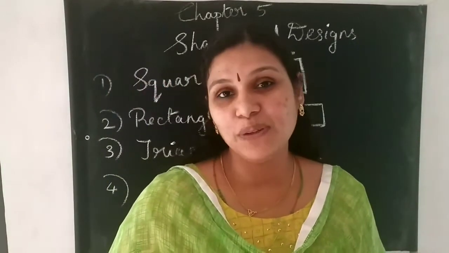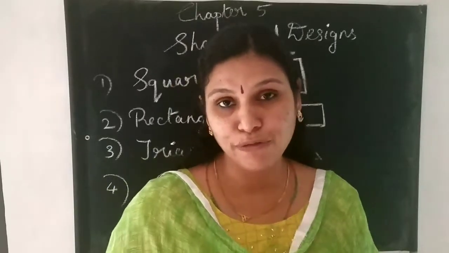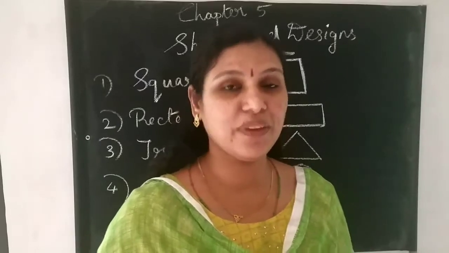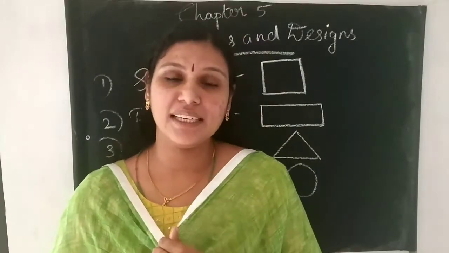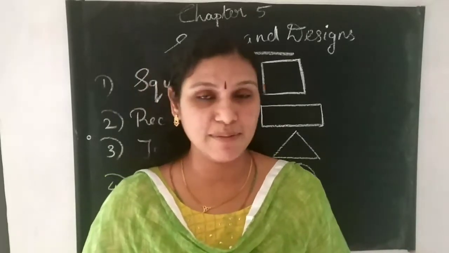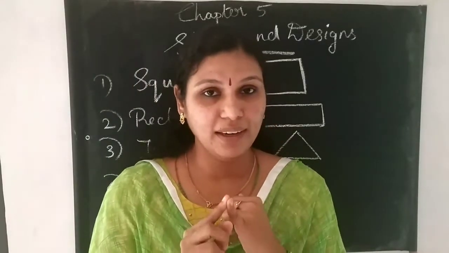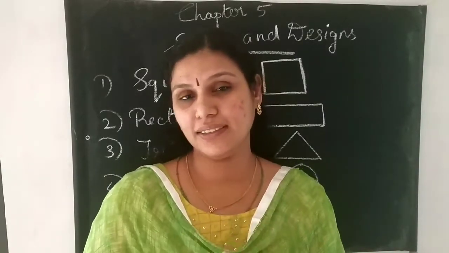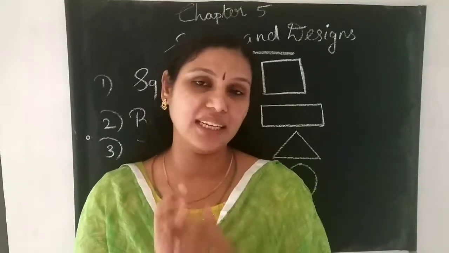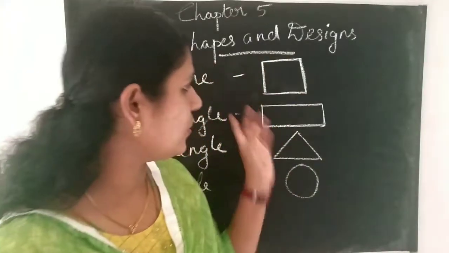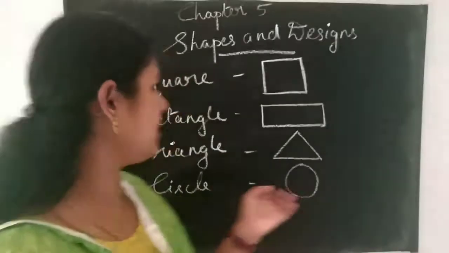Today we are going to study our fifth chapter, that is shapes and designs. Children, in first and second standard you had studied about shapes, that is square, rectangle, triangle and circle. These shapes you studied in first and second standard. Here I draw the pictures of those shapes.